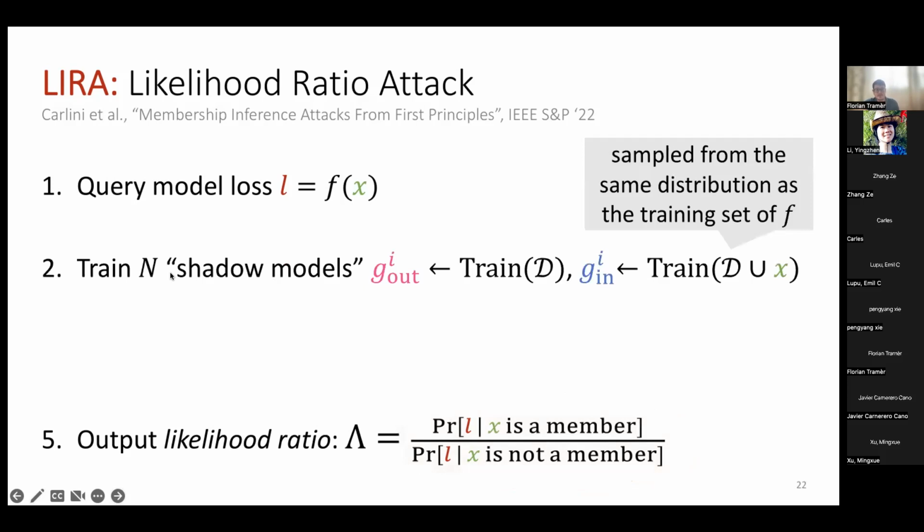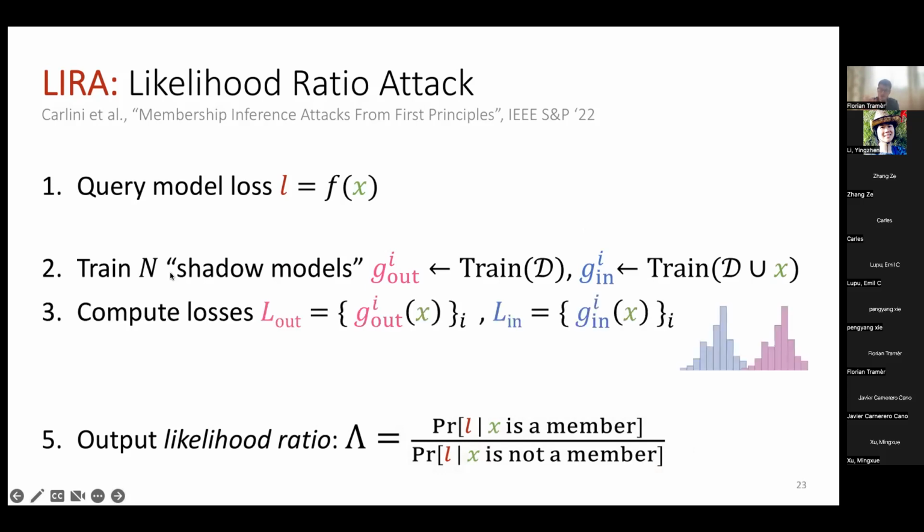The first thing we do is that we train a number of so-called shadow models, which are essentially just models that try to mimic models that were either trained with or without this specific example we're trying to target. So what we do here is we sample a training set from the distribution we care about, and either include or not the specific example we'd like to do membership inference on. And we do this a couple of times, say a couple hundred times, so that we can estimate these distributions of what the model loss would look like if the example was a member or not.